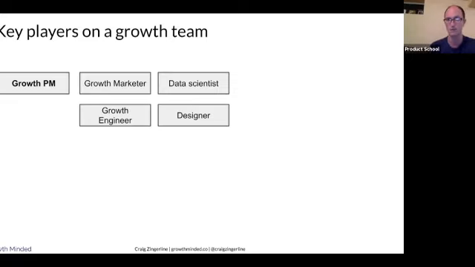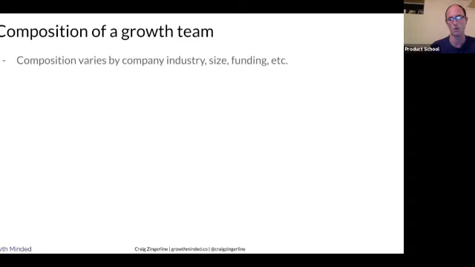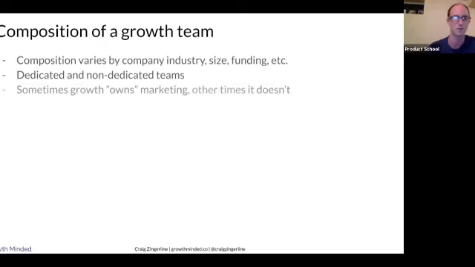If you don't have a data scientist or data analyst, then you, the growth PM, are probably going to be doing the data work, or you'll have to borrow time from an engineer. You may have a growth engineer, and you might have a designer. The composition, though, varies wildly by company, industry, size of company, funding, et cetera. I've seen every iteration of that mix. You might have a dedicated team of growth people with dedicated growth PMs, or you may have completely non-dedicated, part-time, just beg, borrow, and steal within the organization, with pros and cons of each of those.